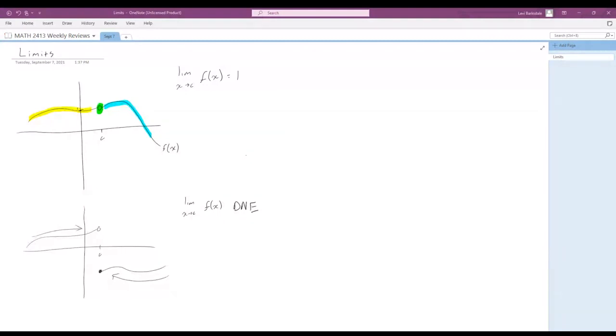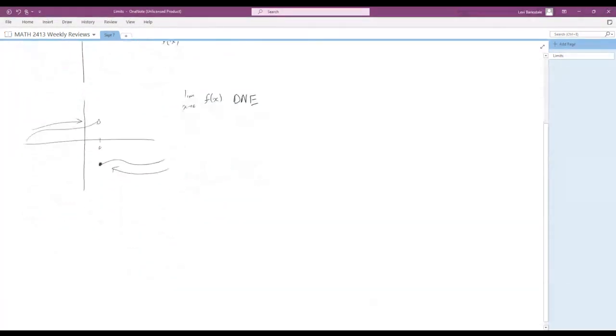All right, I will go back to sharing OneNote. There we go. Perfect. So that's basically getting limits from a graph. Not too difficult. You basically just look at the graph and say, where does it go? There are some other methods we can use to evaluate the limit, though. Let's take a look at what is called the tabular method.